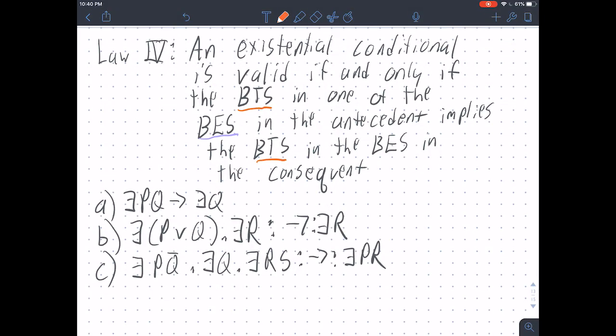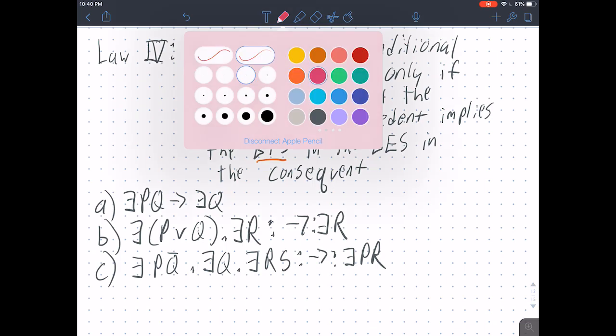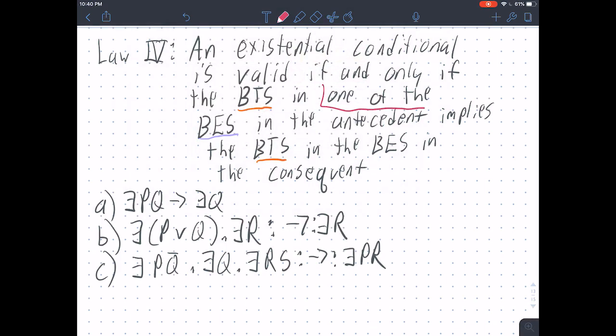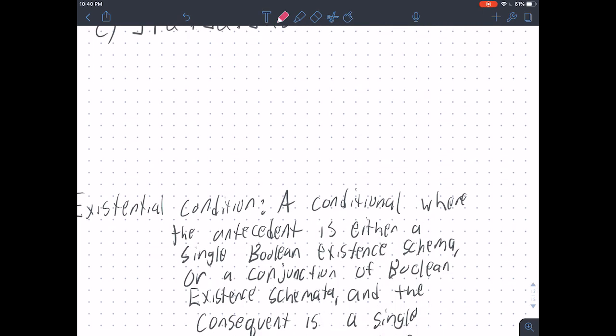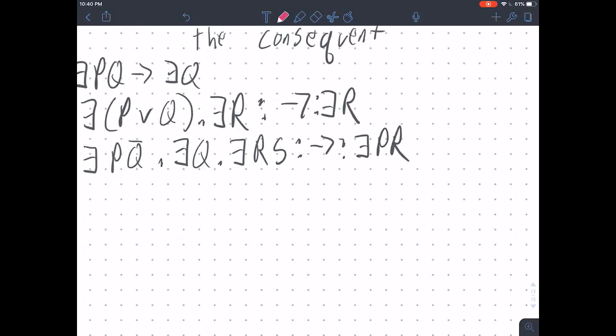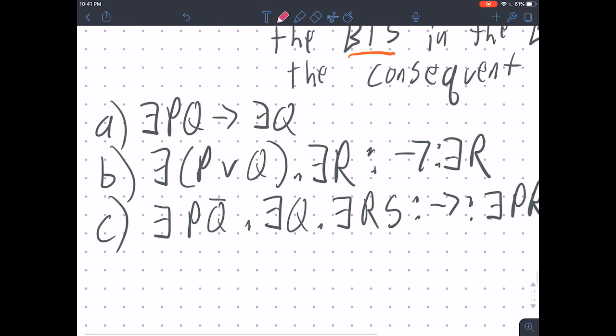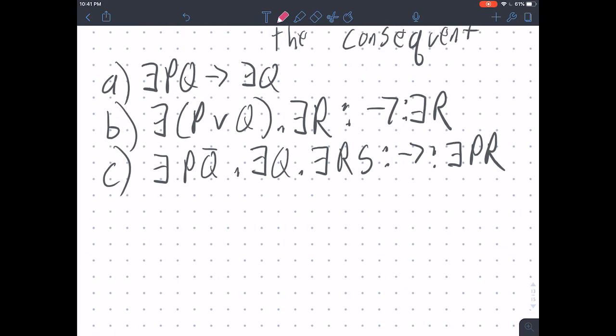And our law for existential conditionals asserts that an existential conditional is valid if and only if the Boolean term schema in one of the Boolean existence schemata in the antecedent implies the Boolean term schema in the Boolean existence schema in the consequent. Okay, and so I'm going to run out of space. So let me just show you what that means, right? So for each of these examples.